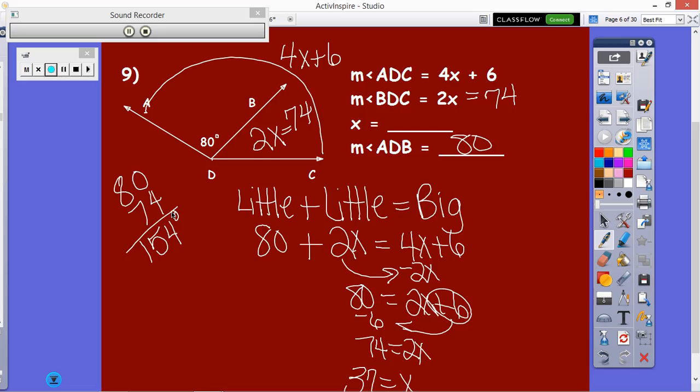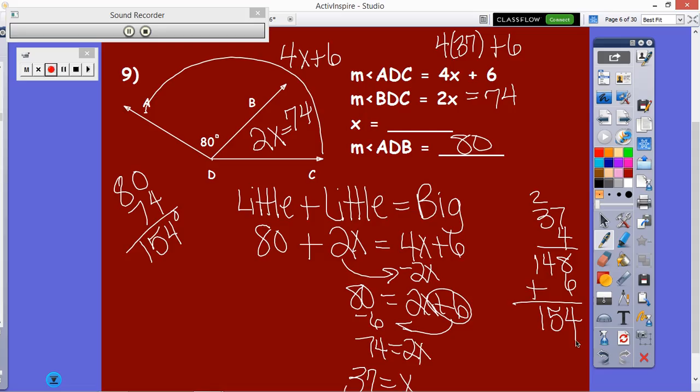So let's check it. 4 times 37 plus 6. So 37 times 4 is 148, plus 6 more is 154. Did it check? It did. So now we know that our problem has been done correctly. I hope this helps, guys. Do the practice and work together to make sure you're understanding.